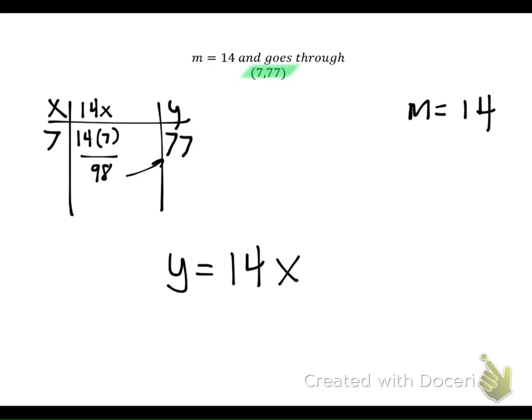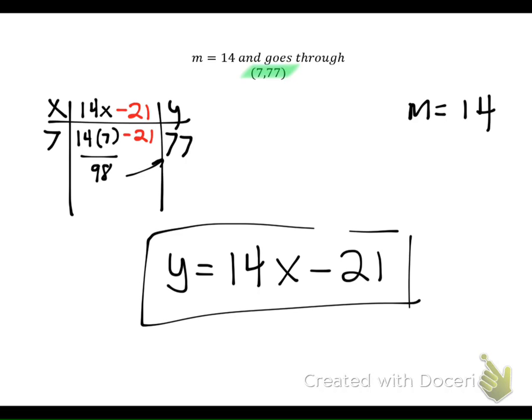Now I want it to equal 77. So I need to figure out, well, what do I need to do to 98 to turn it into 77? Well, I know I'm not going to be adding. I've already done my multiplication, so I don't need to worry about that. So I'm going to be subtracting. From 98 to 77 is going to give me minus 21. And there is the rest of my equation. So using that table, we're able to finish off and write my whole equation.